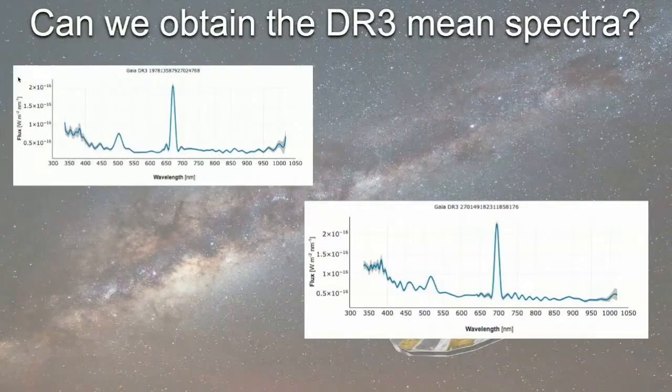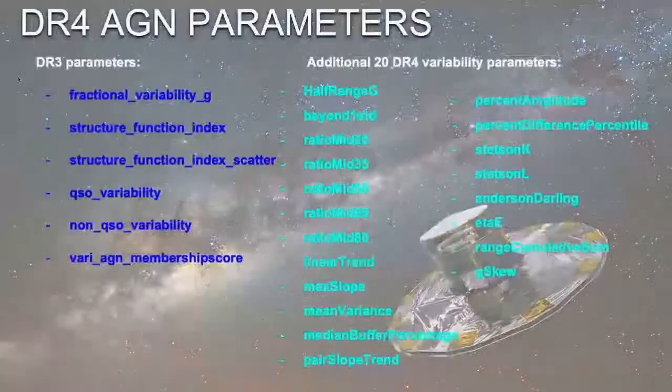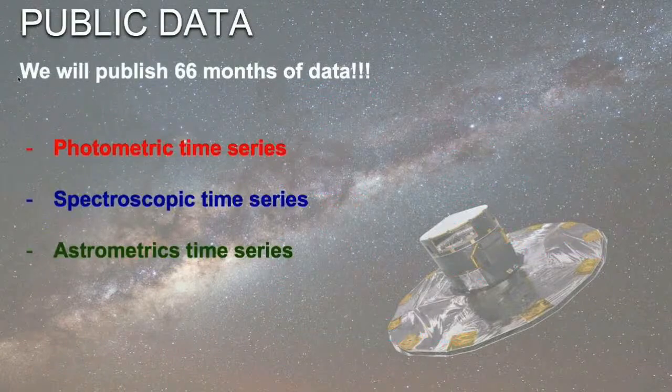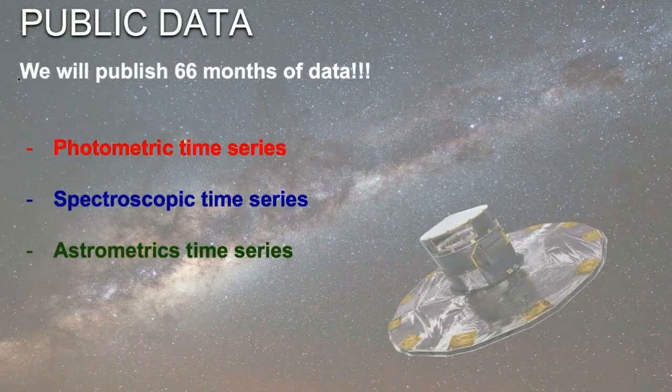These are two examples of Gaia spectra for the H alpha and H beta lines. We fit this example with Python. For news on DR4, we will publish an additional 20 new parameters. We will publish 66 months of data, but not only photometric. We publish photometric time series, spectroscopic time series, and astrometric time series.